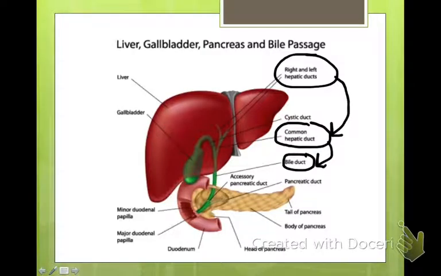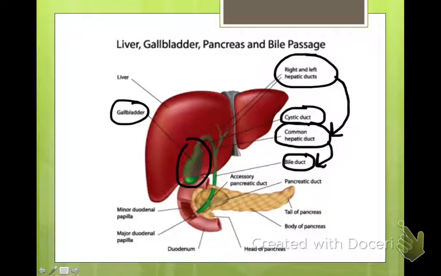Now, if there's nothing in the duodenum, we didn't eat a fatty meal right now, so there's nothing to be digested, the bile will be stored, and it will be stored in the gallbladder. So the gallbladder is right here, and the duct that leads to the gallbladder is the cystic duct. The only time that the cystic duct is used is for bile to enter into the gallbladder, or for bile to come out of the gallbladder because you need more for digestion and your liver is not producing enough at that time because you have enough stored.